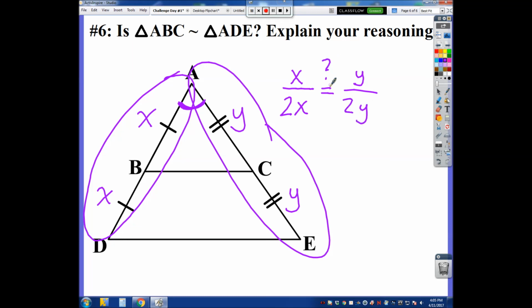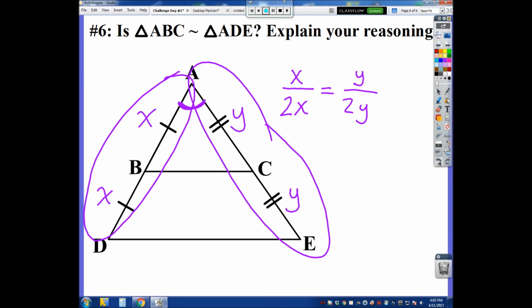And so we are asking ourselves, are these two fractions really equal? And a couple things to notice. Number one, those x's will cancel, and there's really a 1 in front of here. So this is really 1/2, and these y's can cancel, and again, there's really a 1 in front of here. So is 1/2 equal to 1/2? Yes. The sides are proportional. They are in a 1:2 ratio.